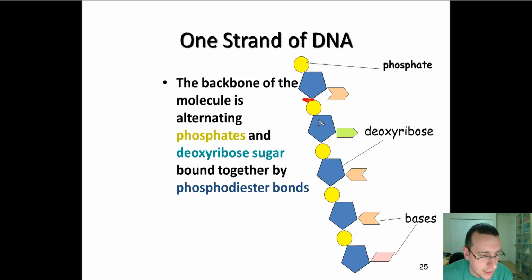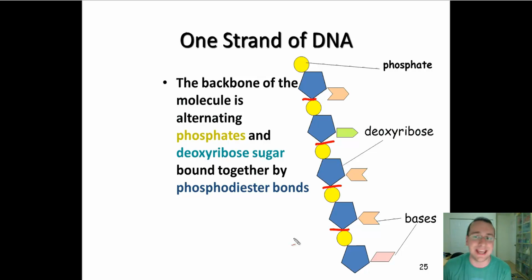Check this out. The sugar of one connects with the other, and again here, and again here, and again here. Those connections between the sugar and the phosphorus are called phosphodiester bonds. Diester is another way of saying sugar.